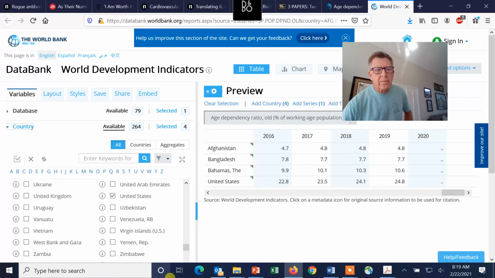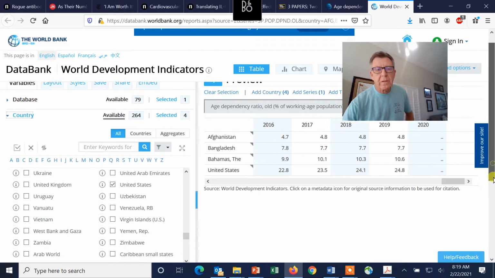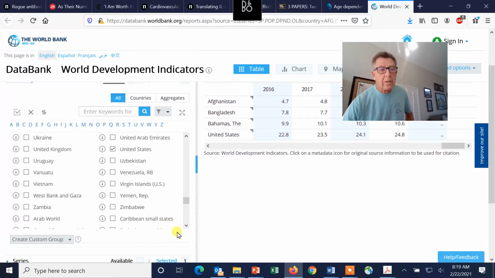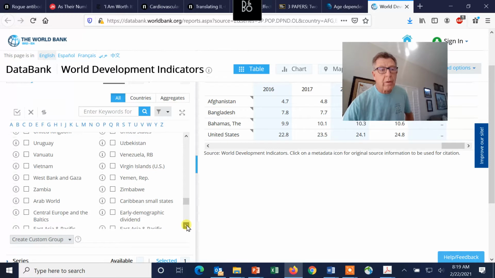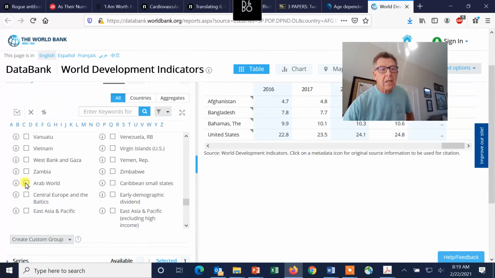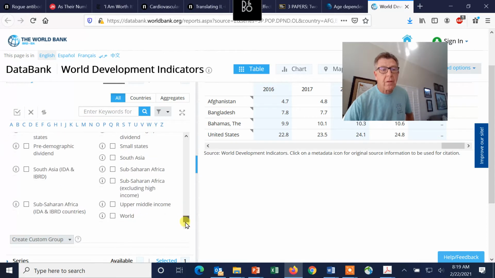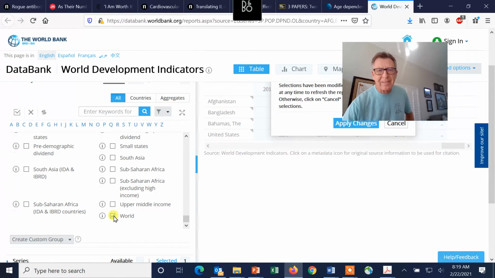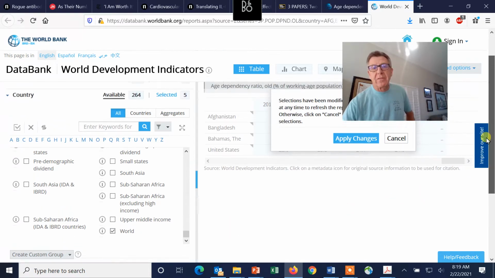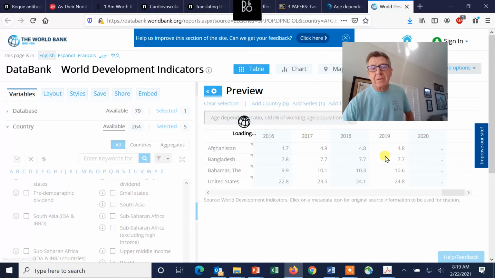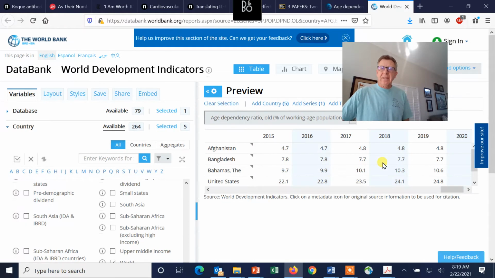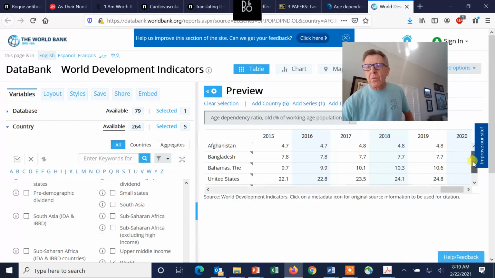Excuse me as I scroll around here. We have Arab world, we have Asia, and somewhere in here we actually have the world at the bottom. So it's at the bottom, guys. Click on that. Awesome. Now I'm going to apply the changes once again. Again, it's a little slow. And now we're going to have all these changes along with the world.